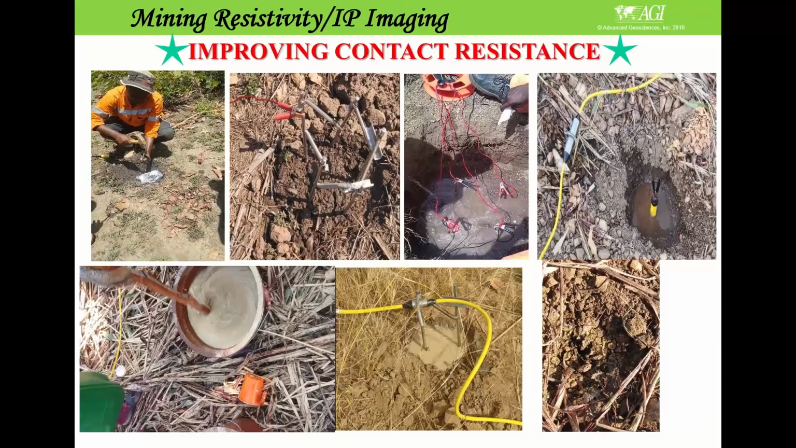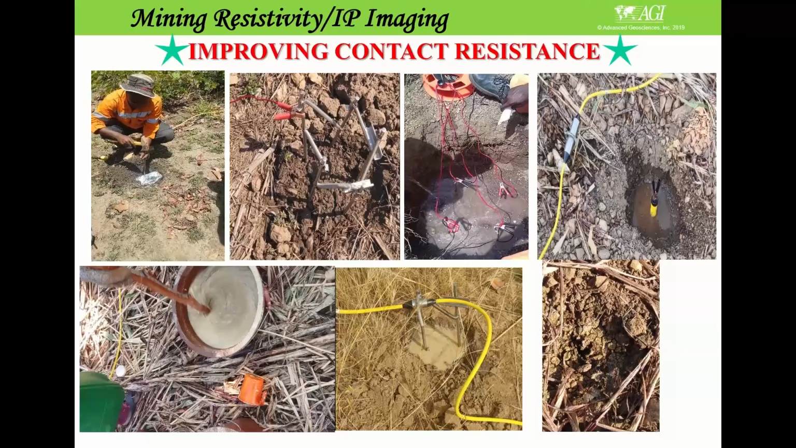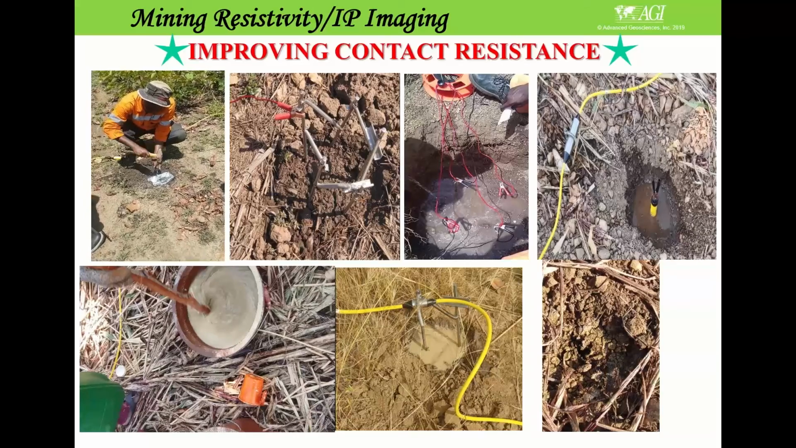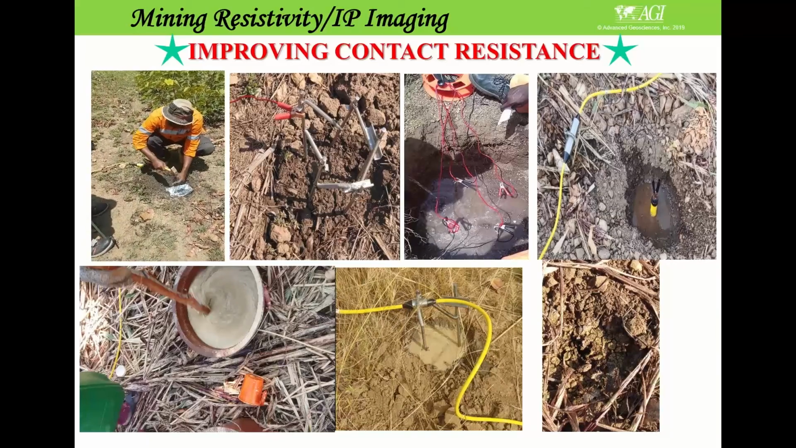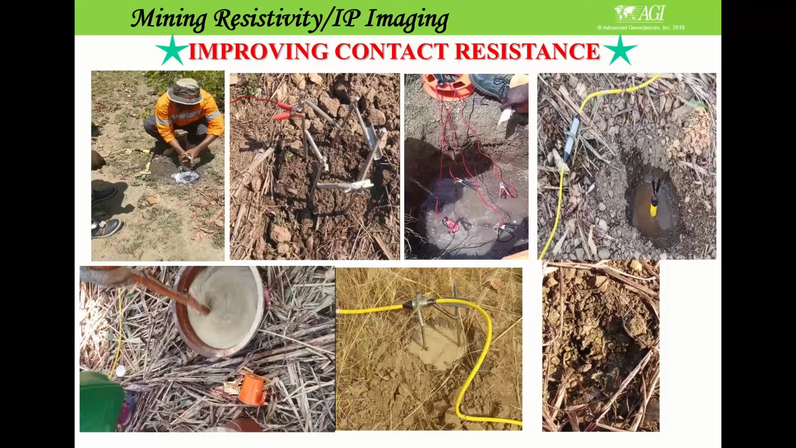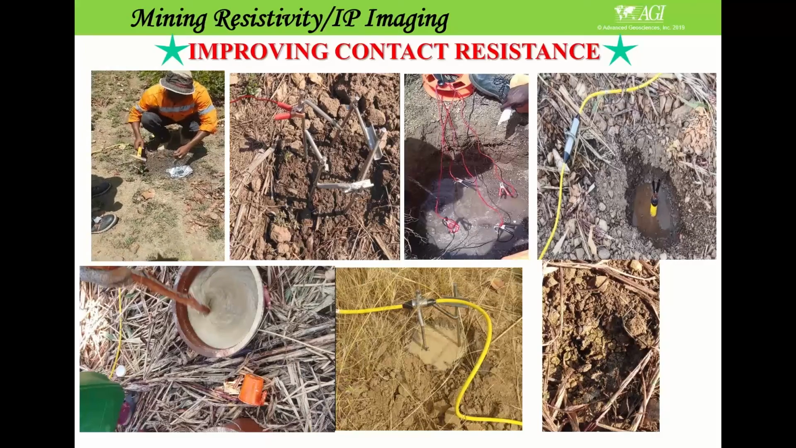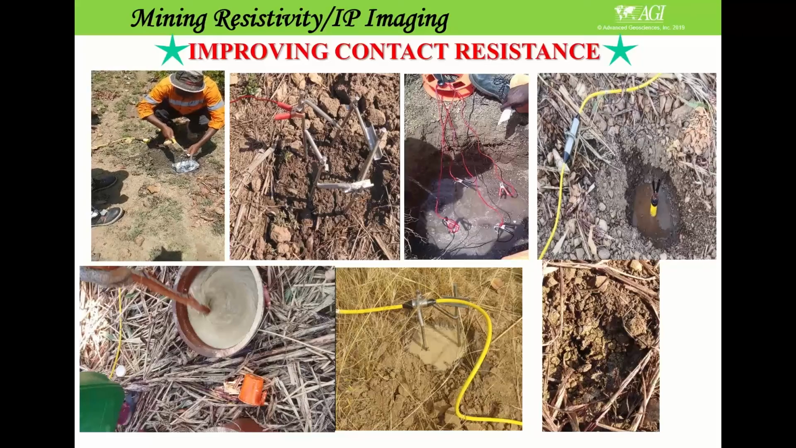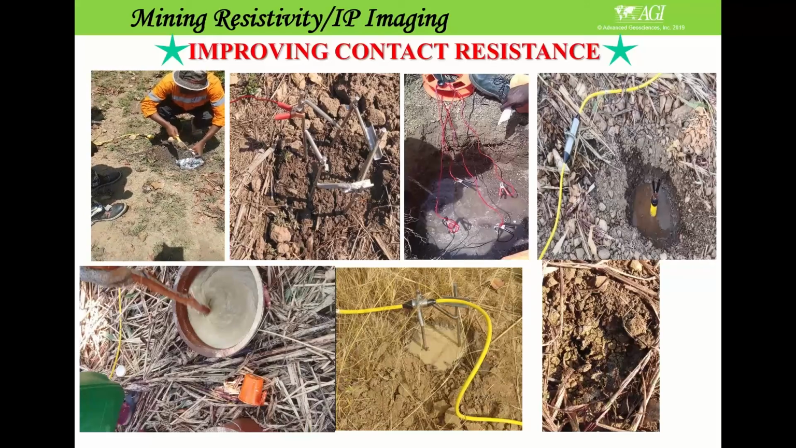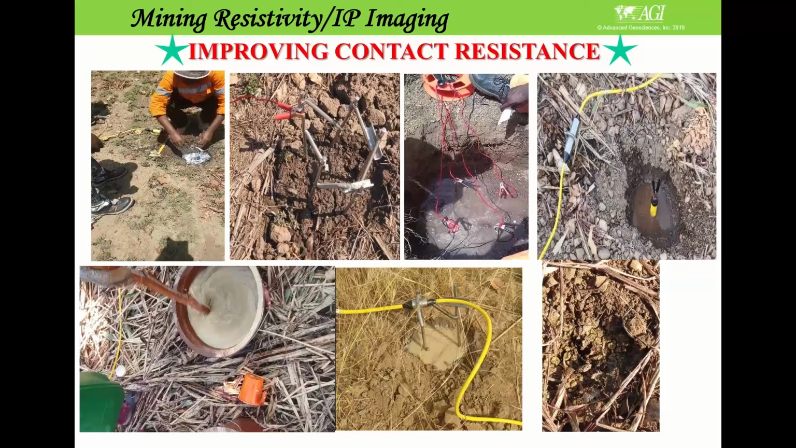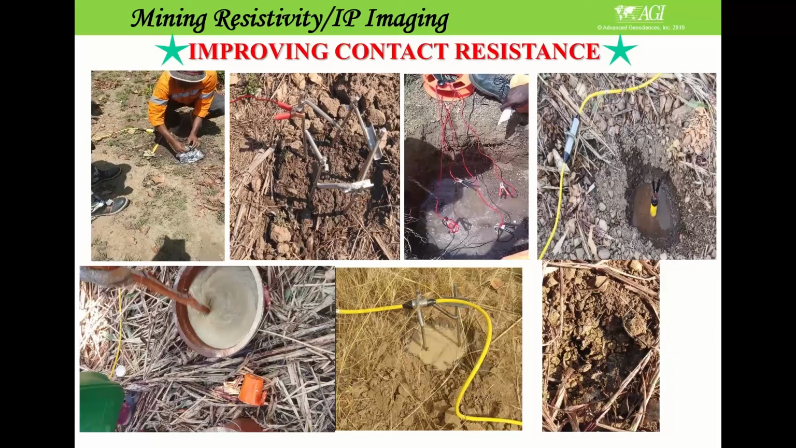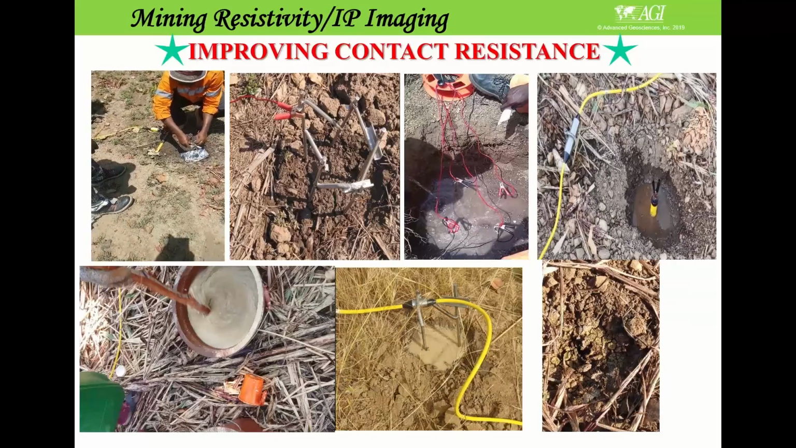And if you don't have this option, you can also use, here on the left, a small metallic plate, or you can use aluminum foil, maybe 30 by 30 centimeters, and put your stainless steel electrode on top of it, and then put mud and water on it, and it also lowers the contact resistance. These are generally for current electrode injection locations, okay? Because you're not going to put this aluminum foil for your IP measurement, just for current injection.